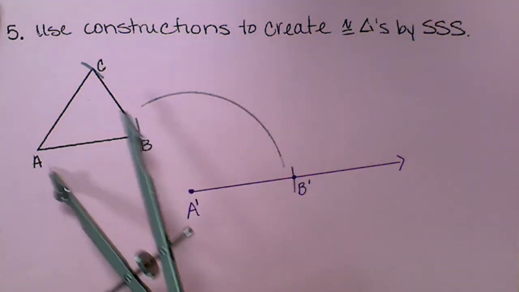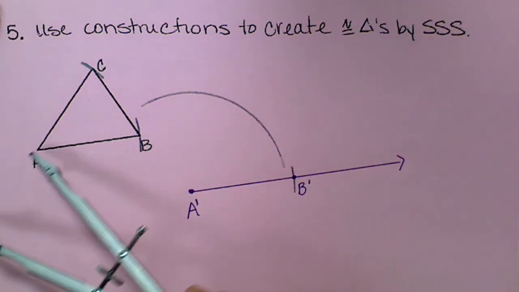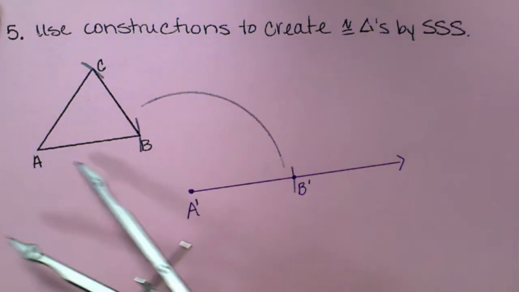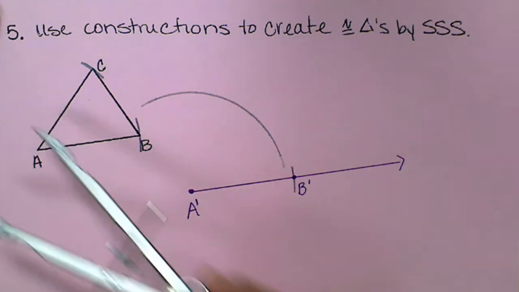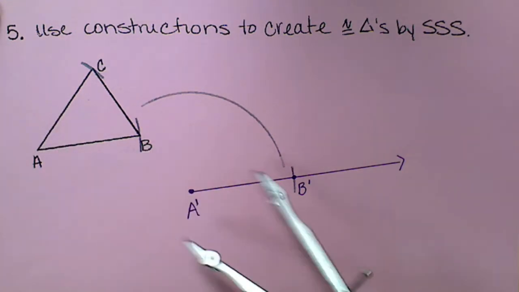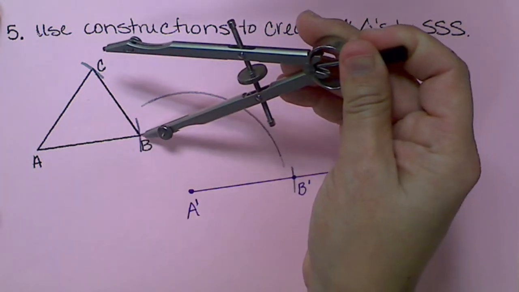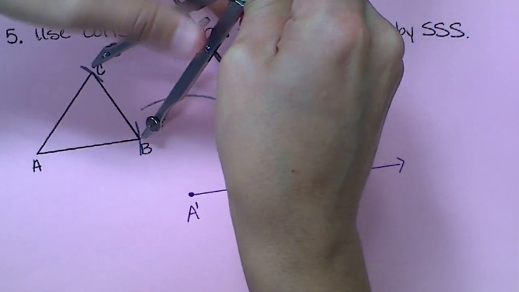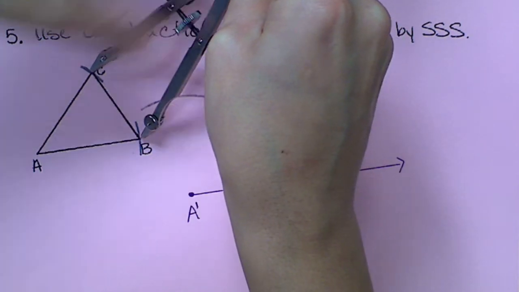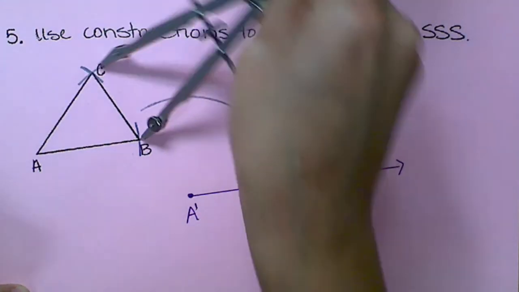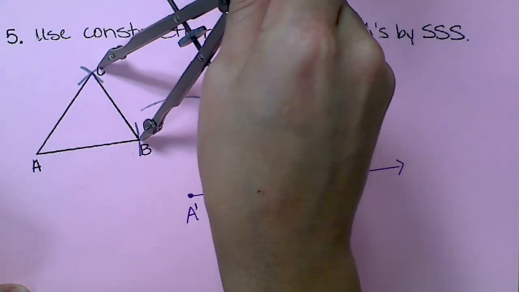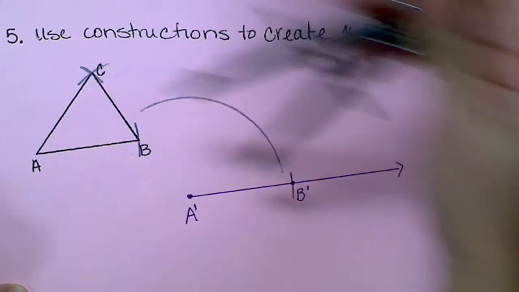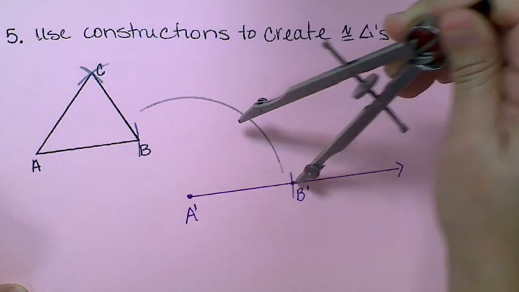So our next step, we have measured AB, we have measured AC, we need our third side. So we've done this side, AB, we've done side AC, and now we need the measurement of B to C. So we're coming back over to our given triangle. We are measuring B to C. We are making our radius arc here. We're leaving our compass as is. Whatever we do to our given, we need to do to our construction.